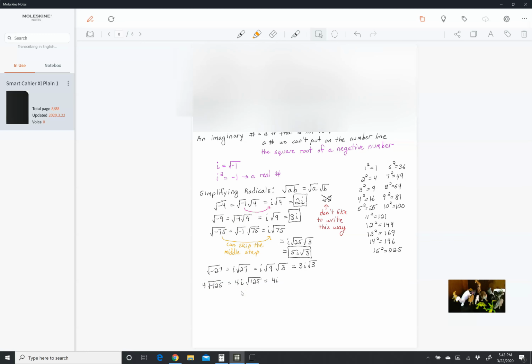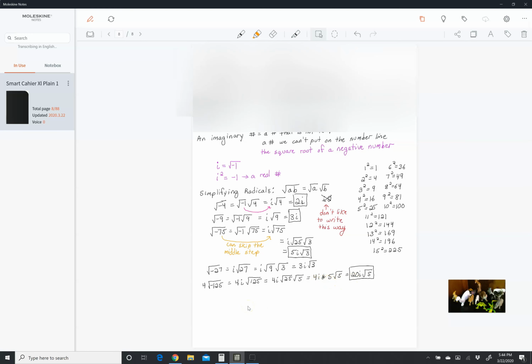The square root of 125 is the square root of 25 times the square root of 5. Square root of 25 is 5. So notice I'm writing down each step here. I encourage you to do the same. And this becomes 20i root 5. And that would be our final answer there. So you just multiply the numbers on the outside. Okay, so when we pull out the 5, we're actually multiplying it by 4. That's where the 20 came from. It came from the 4 times 5.